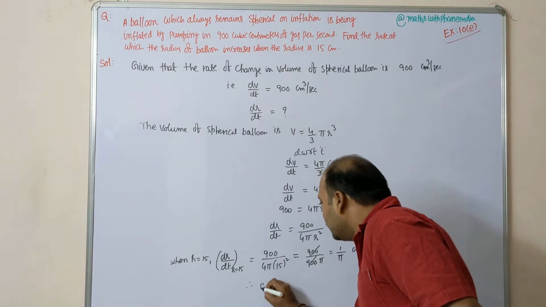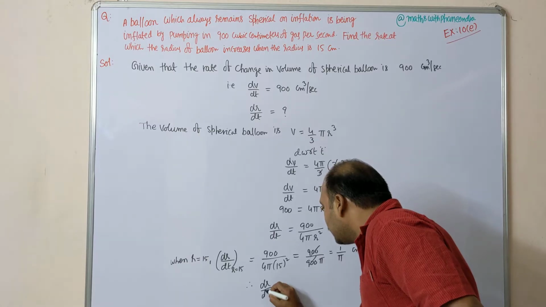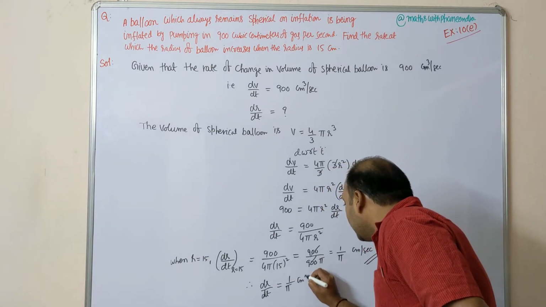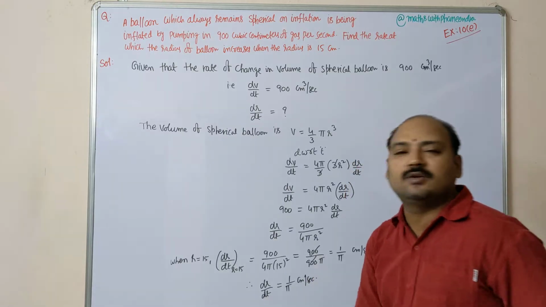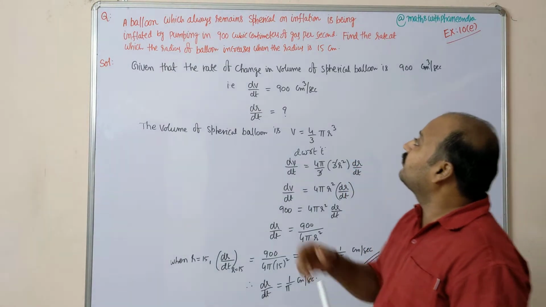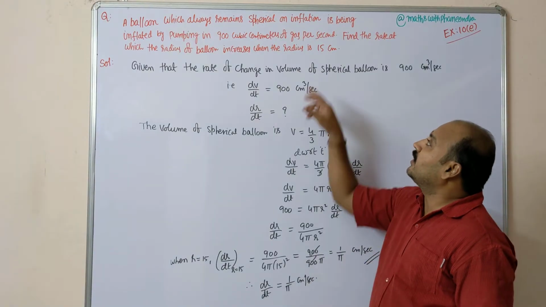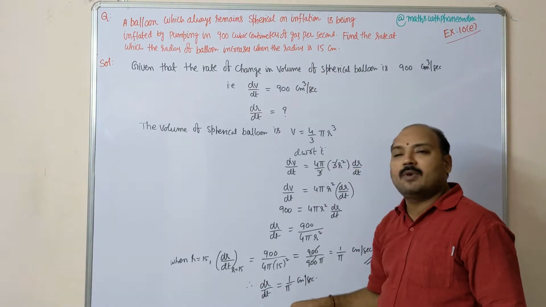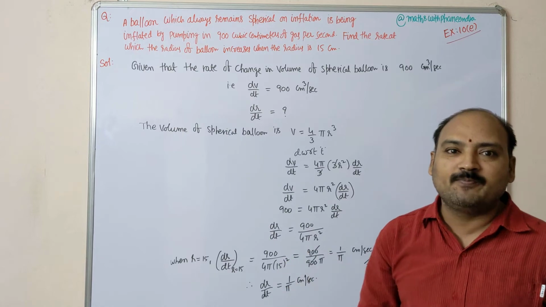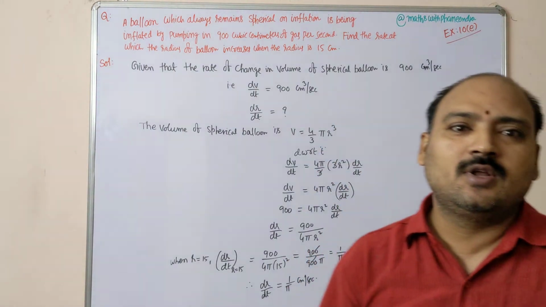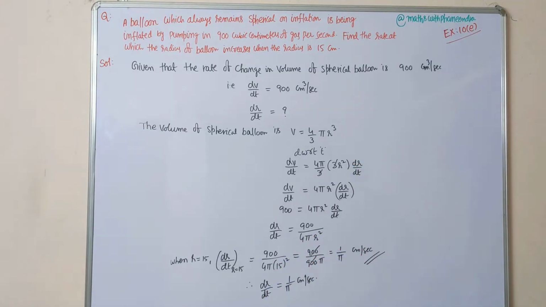Therefore dr by dt, this is the conclusion, dear students, is equal to 1 by pi centimeter per second. The rate of change of increase in the radius of the balloon when r is equal to 15 is 1 by pi centimeter per second. The next question is also based on the same procedure. If you want, you try it, otherwise I will explain. The same type.